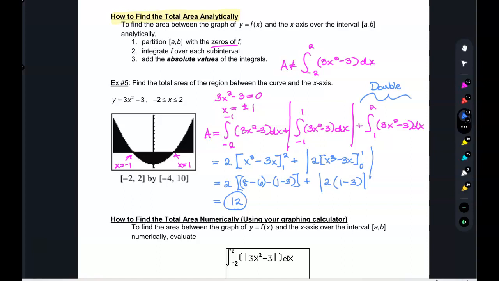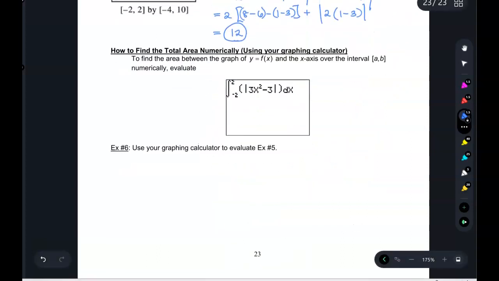Okay, now there's a super easy way to do this on our calculators. Wait, what if it was above the x-axis? So if it was all above the x-axis, then the area is equal to the integral. So if you knew everything was above the x-axis, you can just do the integral. But if it goes below the x-axis at any point, we have to split it up into parts. Or if you have a calculator, you can just type it in.